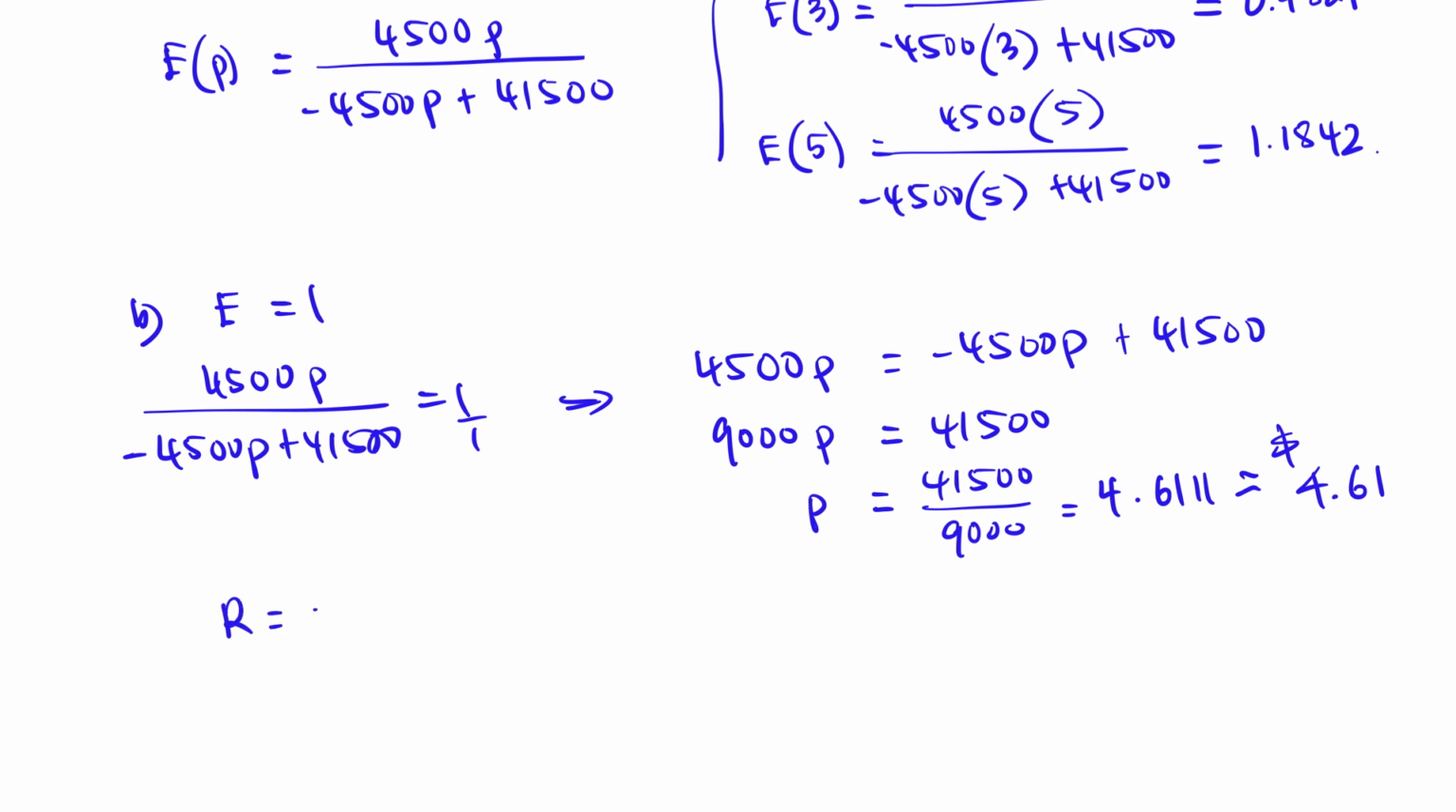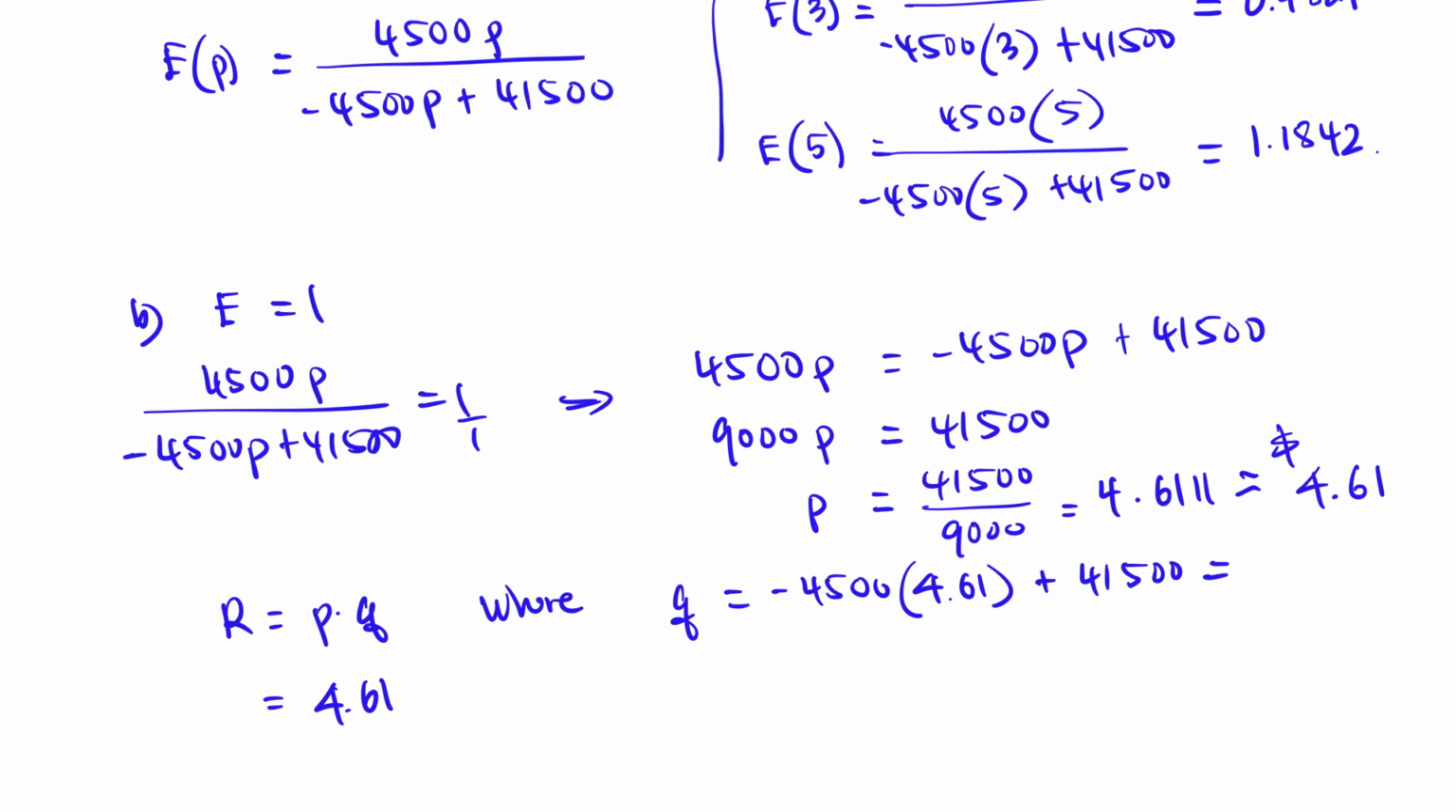And the revenue is the price times the quantity, where the price equals 4.61 and the quantity is negative 4,500 times P, with P being 4.61, plus 41,500. Evaluate this, we'll get 20,755 rides per day. And so with the price of $4.61 times the quantity of 20,755, we will get a revenue of $95,680.55.